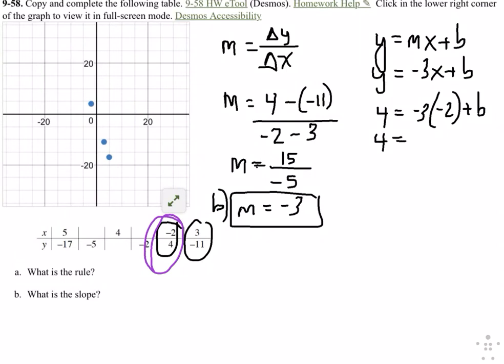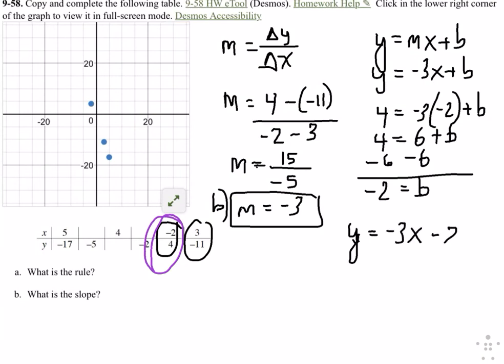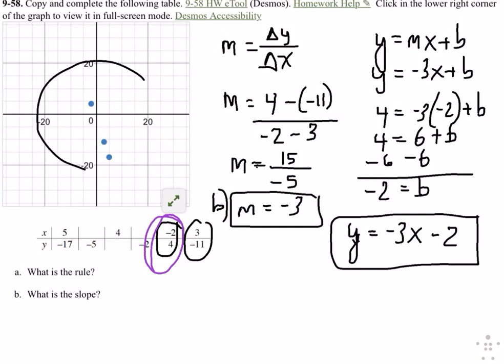So we get 4 equals 6 plus b, and we subtract 6 from both sides, and we get -2 equals b. So now we know the rule or the equation of the line is y equals mx, so -3x, plus b, which is -2. So there's the rule, y equals -3x minus 2. We do not need this graph to be able to find the rule. As long as we have 2 points, we're good to go.